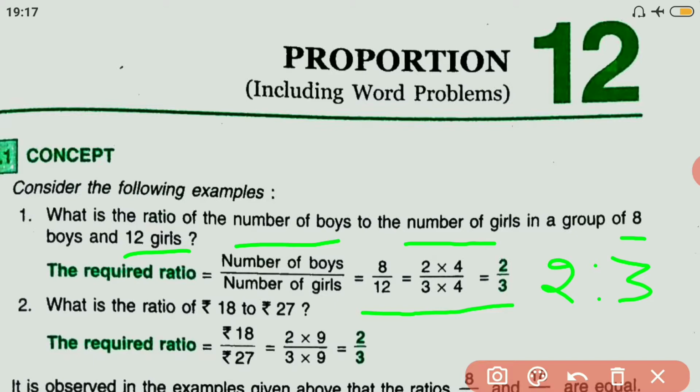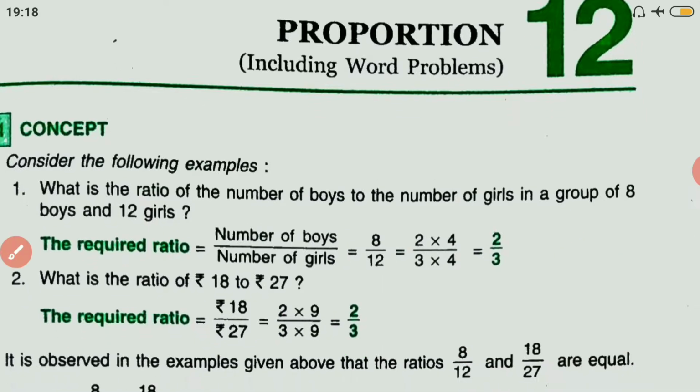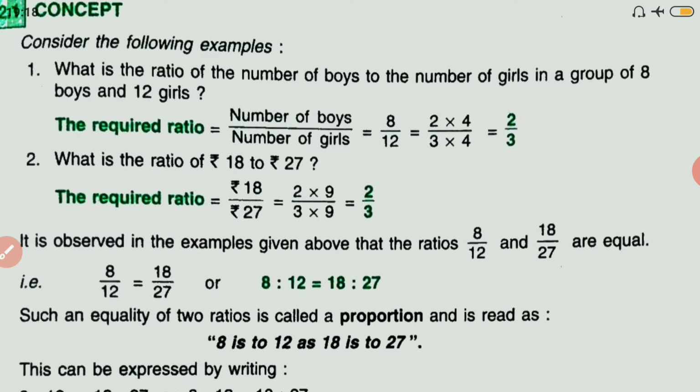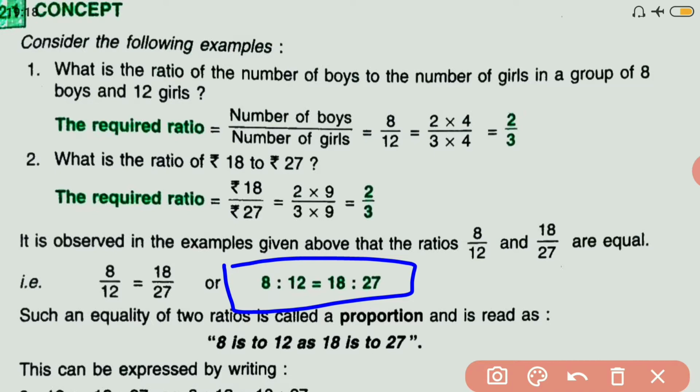Now let us consider another example. What is the ratio of rupees 18 to 27? So the required ratio will be rupees 18 upon 27. That is, if we cancel, we shall get again 2 upon 3. So we can say this 8 upon 12 is equal to 18 upon 27, because both are giving us the answer 2 upon 3. So when this kind of ratios become equal, then they are known as proportion. It is observed in the examples given above that ratios 8 upon 12 and 18 upon 27 are equal. Then we will say they are in proportion.